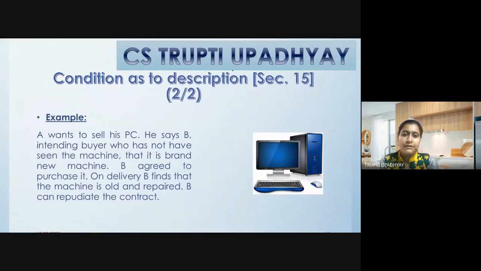In this example, A wants to sell his PC. He tells B, the intending buyer, who has not seen the machine, that a brand new machine will be sold to him. B agreed to take that machine, and on delivery it was found that the machine was old and repaired. So here the description and the product do not match. Therefore, B can repudiate the contract since the condition is breached.